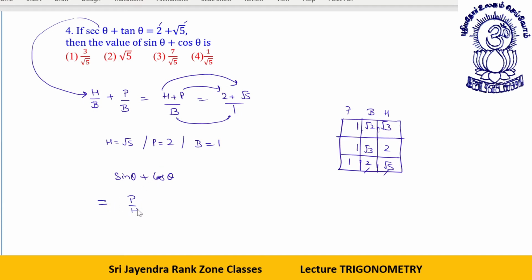Sin theta is P by H. Cos theta is B by H. You can directly say P plus B by H, that is 2 plus 1 by root 5, or sin theta plus cos theta is equal to 3 by root 5. Option number 1 is the answer, and it must be clear to all my dear students. Okay, fine. You can have a look over it before I proceed further.